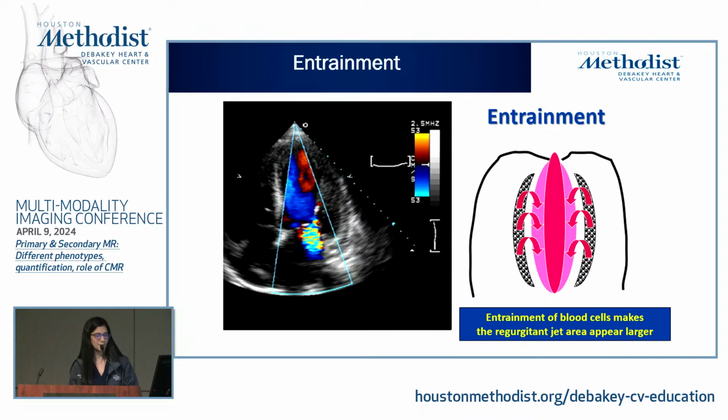Entrainment basically depends on the driving force of your jet. So in cases of high blood pressure, more RBCs are recruited into the jet, and this makes the jet look bigger than it actually is.